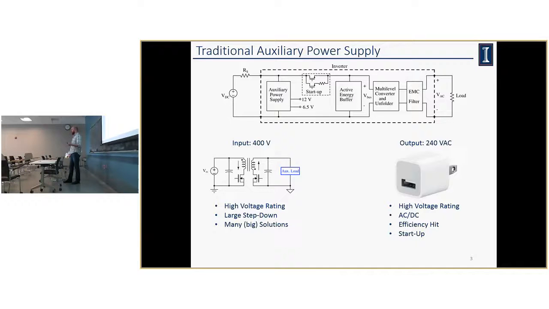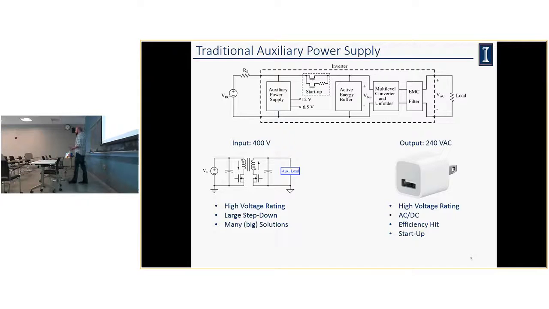The other option is to take it from the output. So we have 240 volts. We could take an output charger, which we discussed very briefly, to provide 5 volts or 12 volts, something along those lines. The challenge there is, again, you're talking about a high rating. You're talking about AC to DC after you've already gone DC to AC. And then your efficiency is taking a hit because you're basically going all the way input to output, basically converting back in. And then you've got startup.